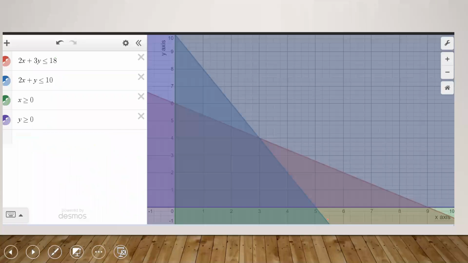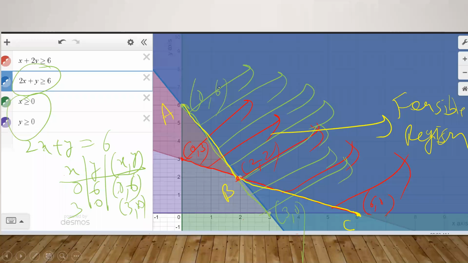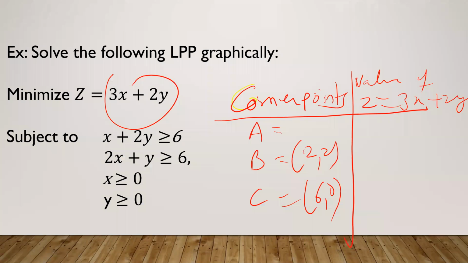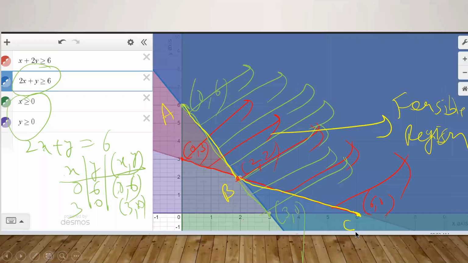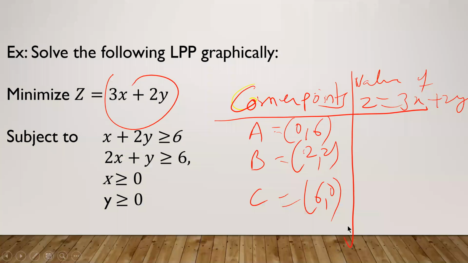And what is A? A is 0, 6. So 0, 6, 2, 2 and 6, 0. Correct? Yes. These are A, B, C. Now you have to find the value of Z at these points.